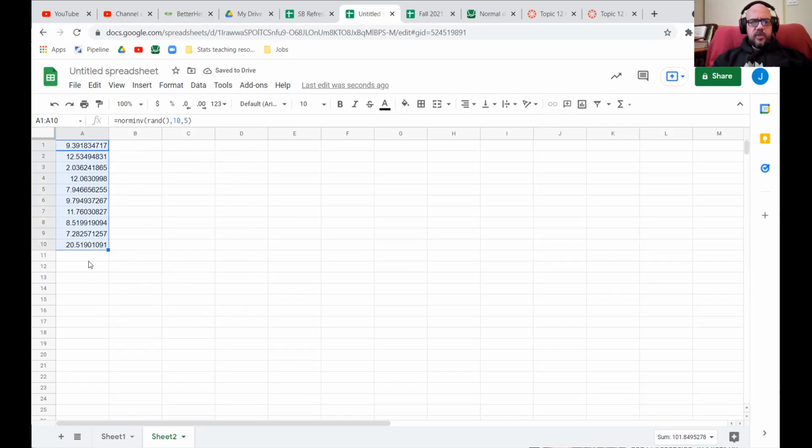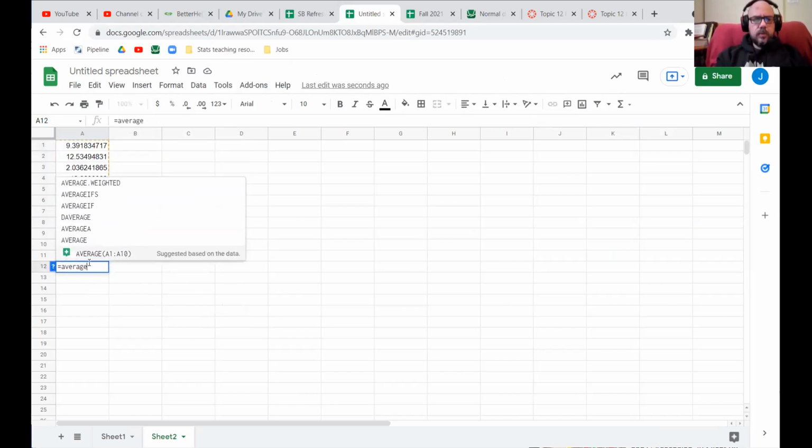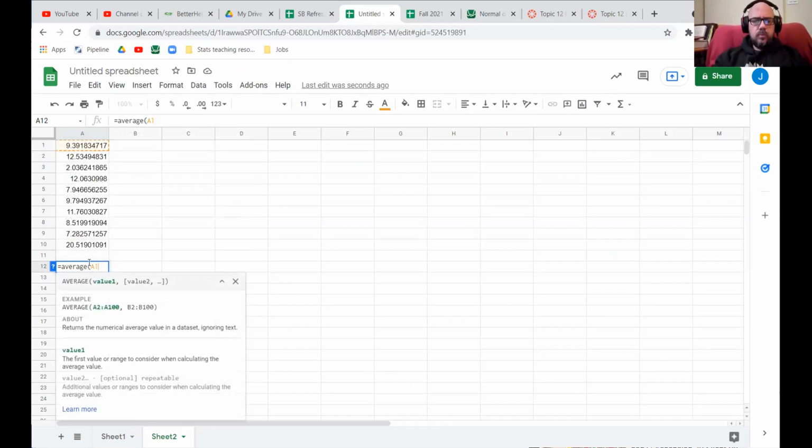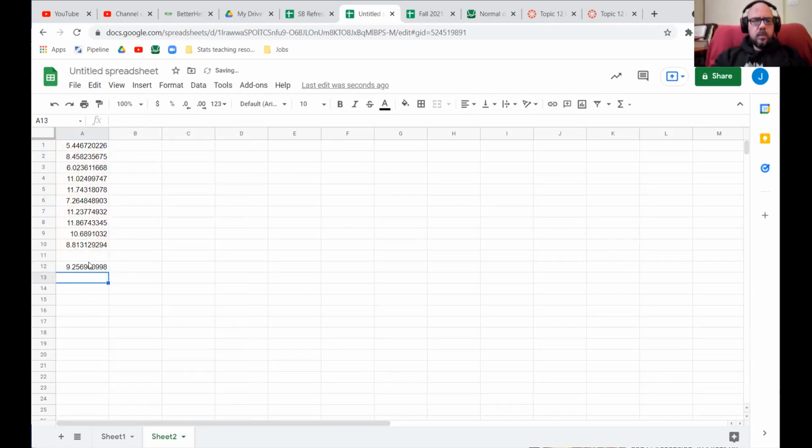So there's some random numbers there. I'm going to find the mean: average of A1 through A10. There we go. So here's my mean. It's about what you'd expect, right? Random data with a mean of 10 is going to have a mean that's close to 10, but not 10. And then I'll do the standard deviation too, A1 through A10. All right, so there's the standard deviation.